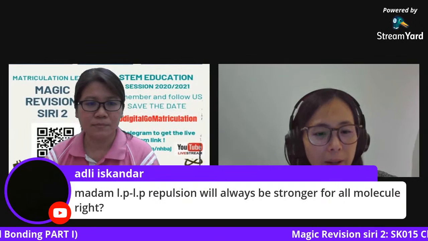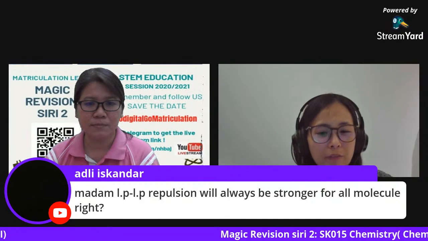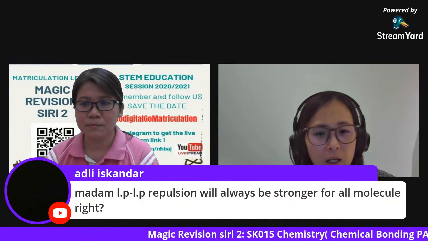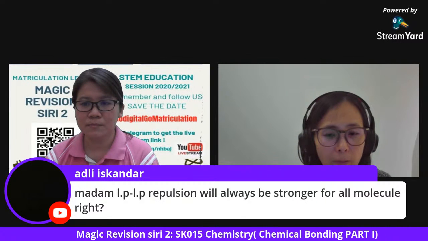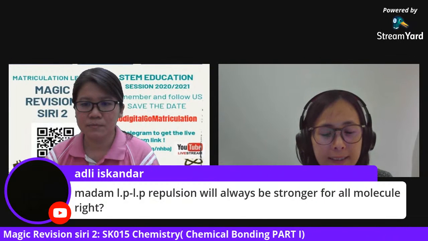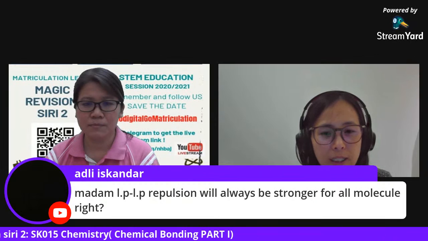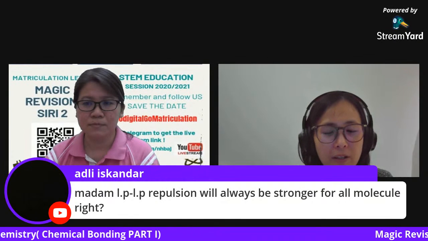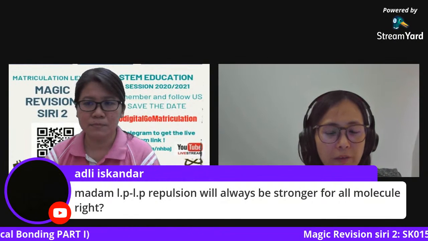Yes, lone pair repulsion will definitely be stronger, because lone pairs not involved in bonding are closer to the central atom. If they are closer to the central atom and both have the same charge, the repulsion is definitely the strongest.